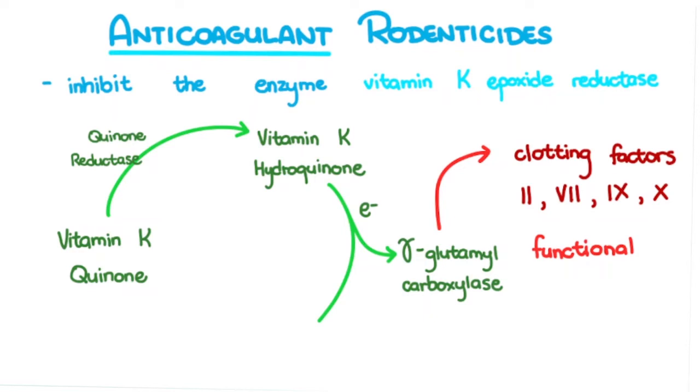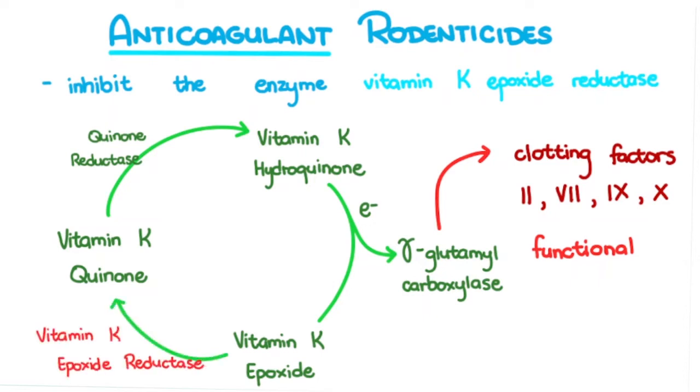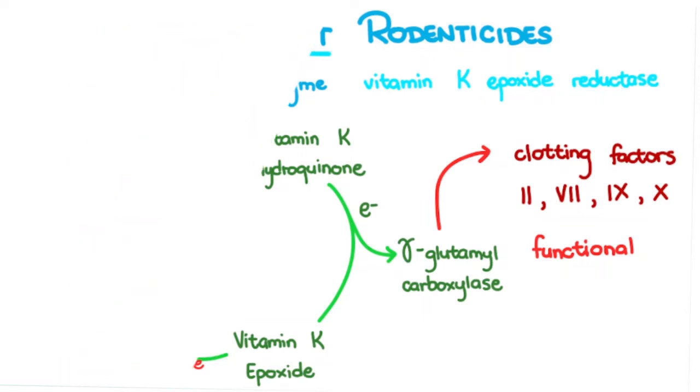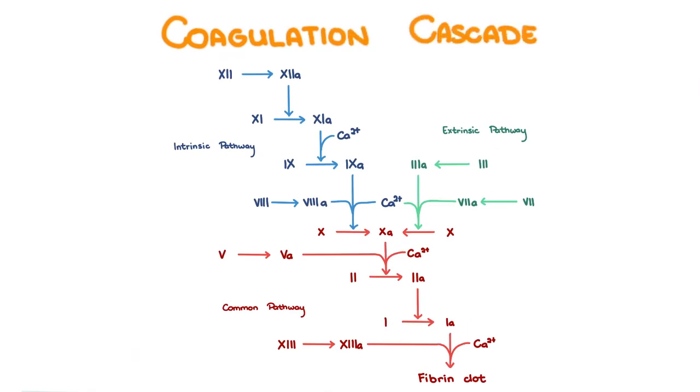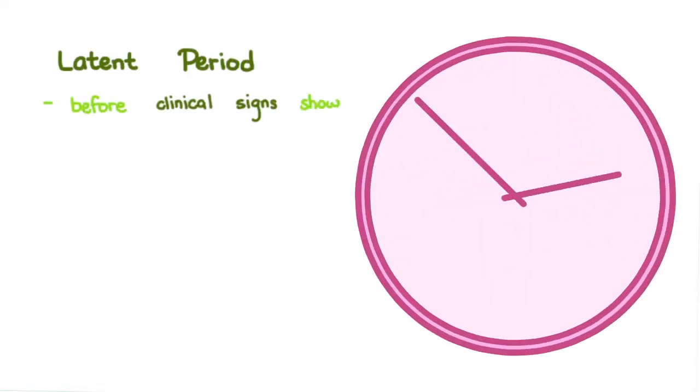This carboxylation step oxidizes vitamin K hydroquinone into vitamin K epoxide. And vitamin K epoxide is converted back into vitamin K quinone by vitamin K epoxide reductase. Do you follow so far? Thus, when this enzyme is inhibited, we don't get the coagulation factors. And they're important in all the pathways of the coagulation cascade. Factor 7 in the extrinsic pathway, factor 9 in the intrinsic pathway, and factors 2 and 10 in the common pathway. There is, however, a latent period before clinical signs show.